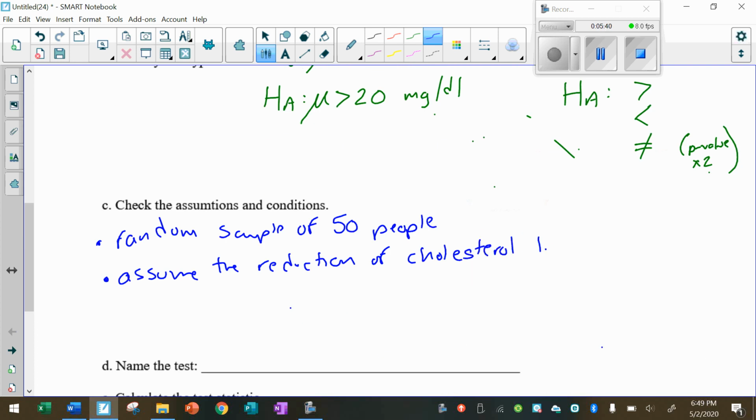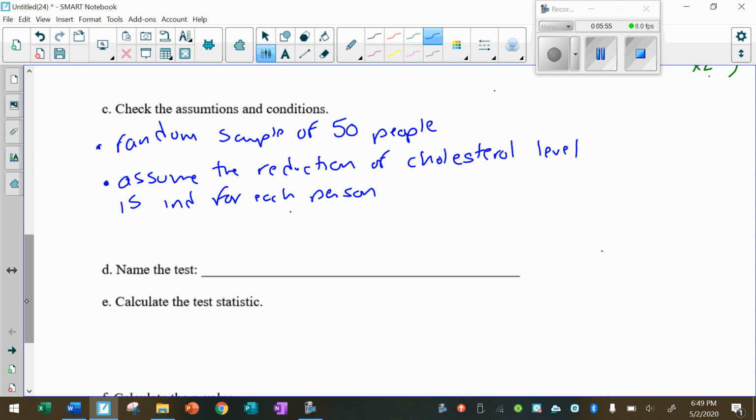Cholesterol level is independent for each person. Okay? So those are the exact same things we just checked yesterday. The test name is called a one-sample t-test. Now, I'm going to get into this whole t thing in just a second.